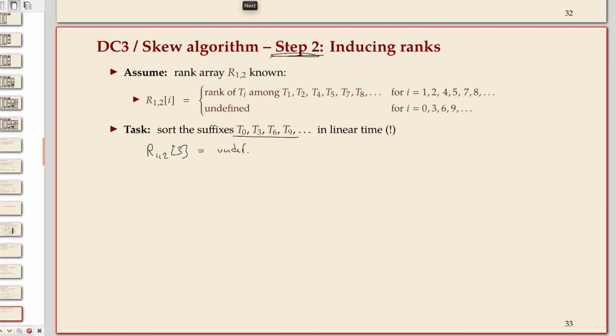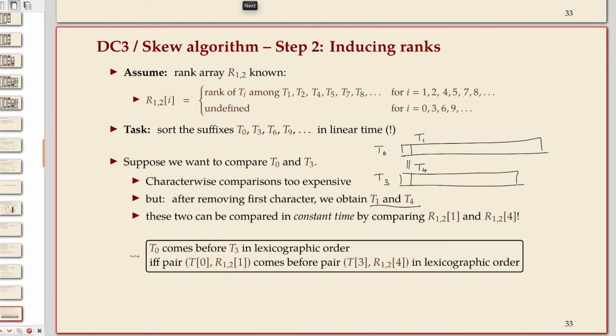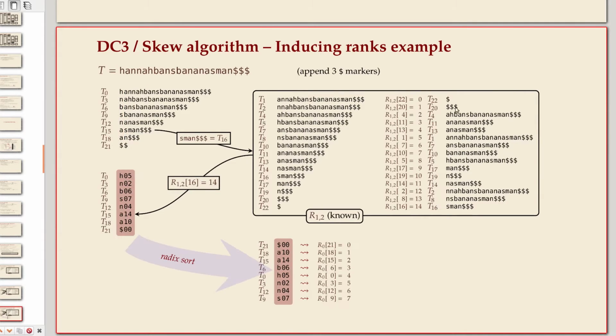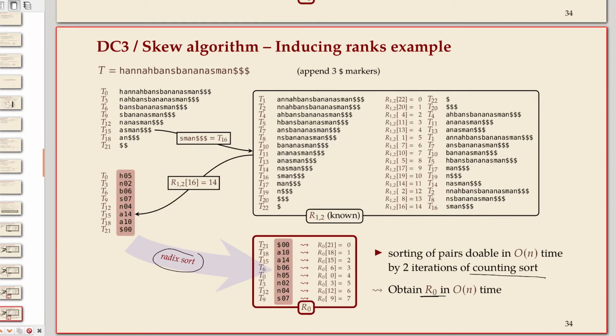I'll fast forward through these. We've seen that in detail. So the first step could be done fast because we could use these ranks from the first step, the recursively computed R12s, to compare or sort any two suffixes that start at a multiple of 3. Replace that by the equivalent problem where we have just one character and then one rank from this rank array, one entry of this rank array. So that's how we could do step 2 in linear time.